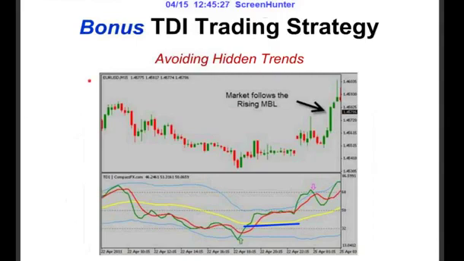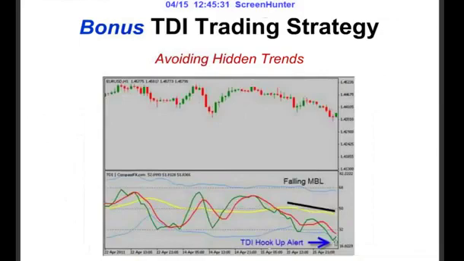Okay, in this case, this just happened the other day, the TDI Hook Up alert. So we have the Hook Up alert right there, got a green arrow telling us to go up. Look at the market baseline. Now this is not exactly set just yet to go into it, but it's giving us an alert that we've made the hook. Look here, we have a falling market baseline. We have lower highs. Now, if the market's going down, this is a hidden short trend. Lower highs are a hidden short trend.